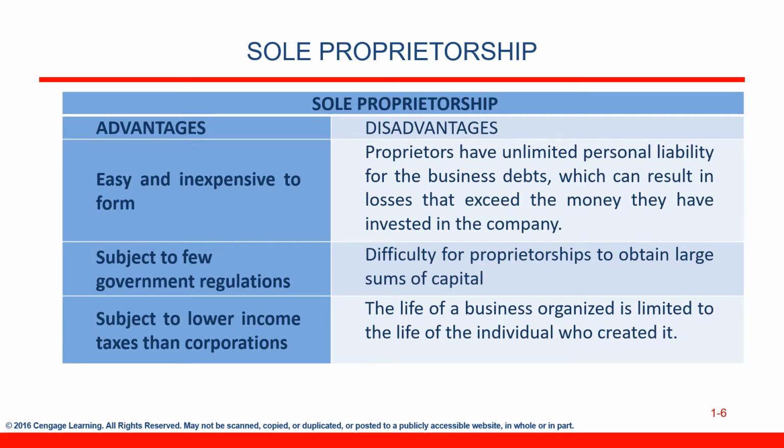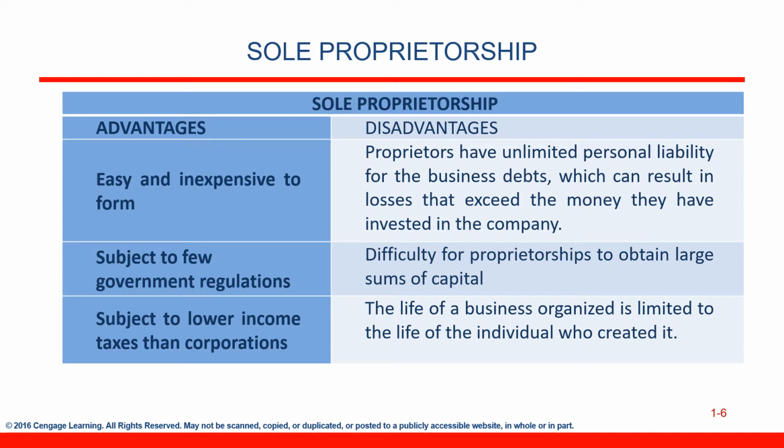How about the disadvantages? For the disadvantages, proprietors have unlimited personal liability for the business debts, which can result in losses that exceed the money they have invested in the company. So meaning the creditors can run over their personal property if the small business goes into bankruptcy, because they have unlimited liability. When we say unlimited, if they still have personal property, like the car, the land, the house, the creditors can still run over those personal properties.